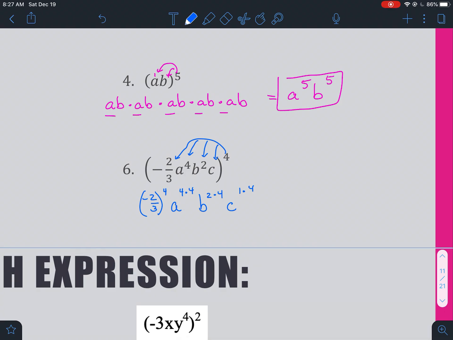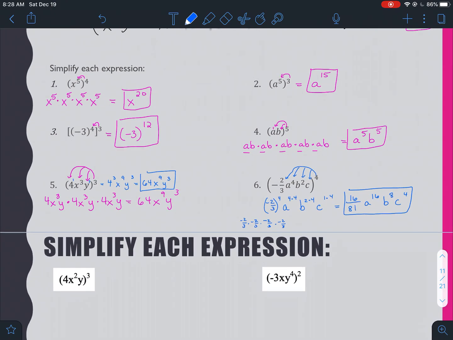And if you simplified this, negative 2/3 raised to the 4th power would be negative 2/3 times negative 2/3 times negative 2/3 times negative 2/3. The negative 2/3 is in parentheses at the start of the problem, so that's why I get to do it with a negative each time. Negative 2 times negative 2 times negative 2 times negative 2 is 16. 3 times 3 times 3 times 3 is 81. So I get 16 over 81, and then it'll be a to the 16th, b to the 8th, c to the 4th.